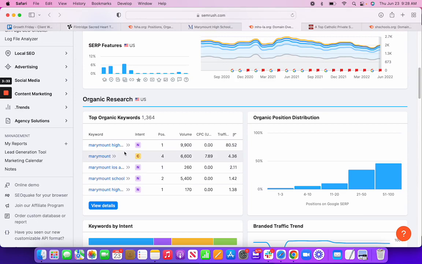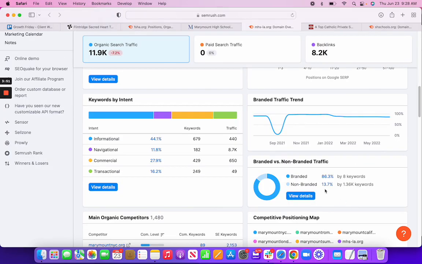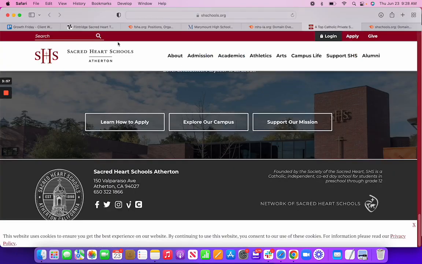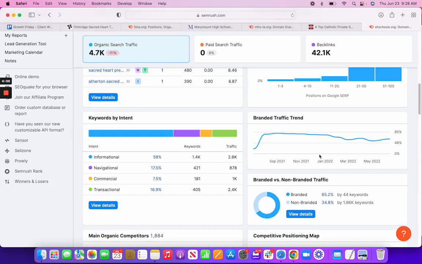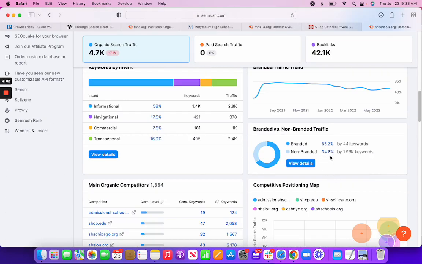A lot of their traffic as well is coming from Marymount High School because it's a very well-known school, an all-Catholic girls school. They've built a brand, so a lot of people just know them by Marymount. But they're also getting, you can see, 13-14% non-branded searches. If we go into Sacred Heart Schools, they're doing about 35% non-branded. So this is why it's very important. Most of their keywords are non-branded searches. They have 44 out of their nearly 2,000 that are non-branded.